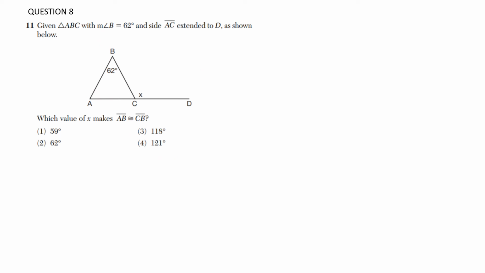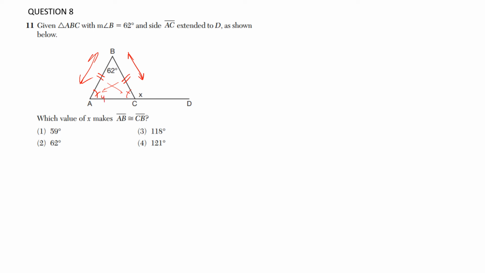Awesome. Next question here. Given triangle ABC with angle B 62 degrees and side AC extended to D as shown below, which value of x makes AB congruent to CB? Let's just think about what that means again. What value of x makes AB congruent to CB? Here's AB over here, and here's CB. If those two are congruent, that is the definition of an isosceles triangle, meaning the angles across from them will also be the same, right? So why don't we do that first?